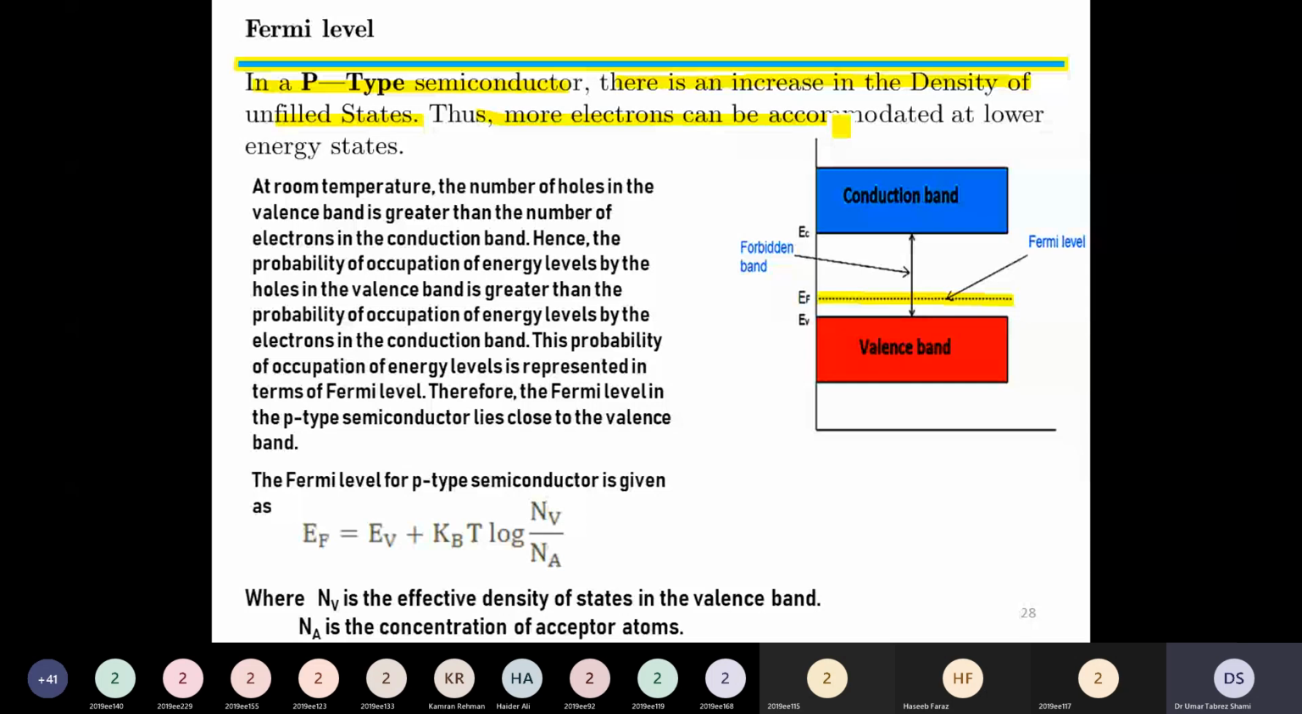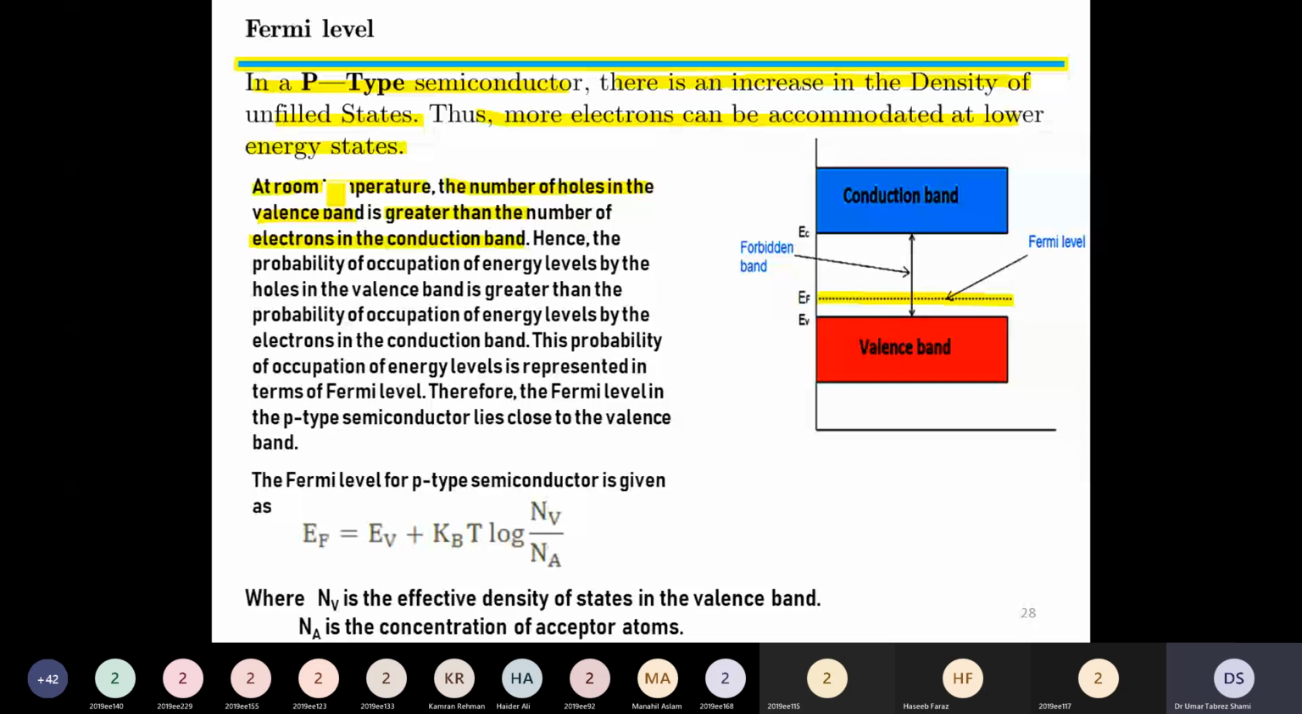What does low energy states mean? Which is the low energy state, conduction band or valence band? Valence band. So here lower energy state means the valence band. Further, the explanation is that at room temperature the number of holes in the valence band is greater than the number of electrons in the conduction band. That is, in p-type material the number of holes in the valence band is greater than the number of electrons in the conduction band. Hence, the probability of occupation of energy levels by holes in the valence band.